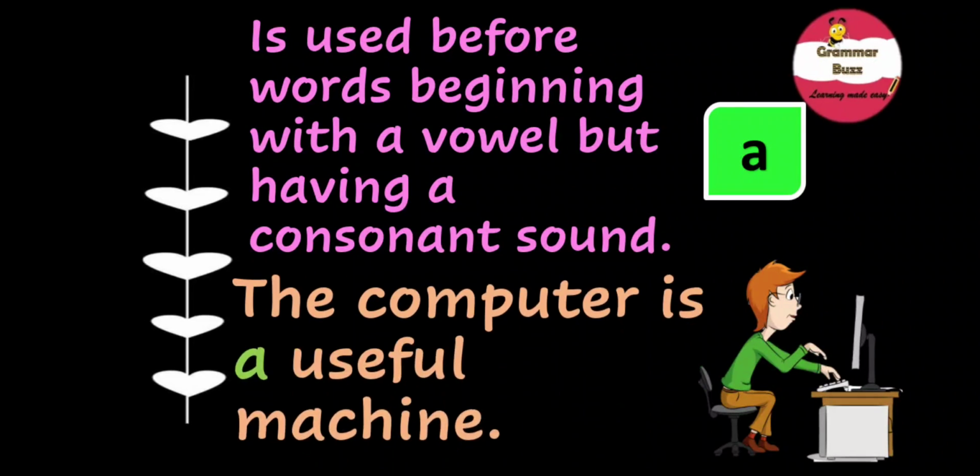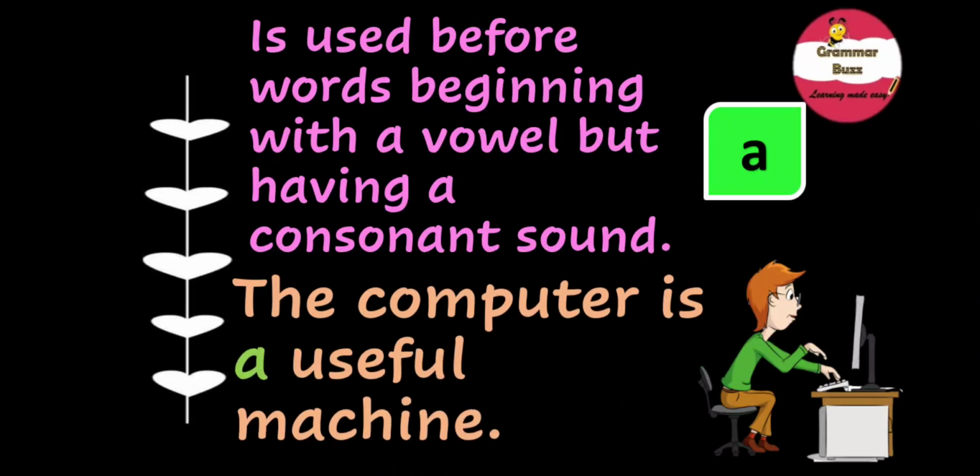The example says, the computer is a useful machine. In this sentence, we use a before useful even though it begins with a vowel U. This is because the U of useful sounds like the consonant sound U of the word Y-O-U. So remember, a is used before words beginning with a vowel but having a consonant sound.